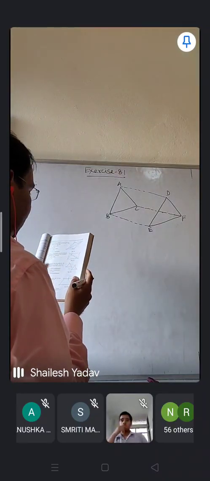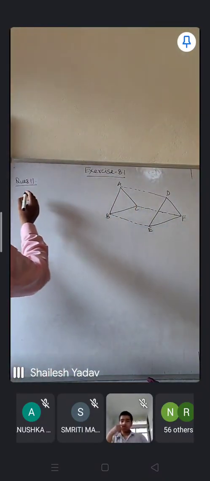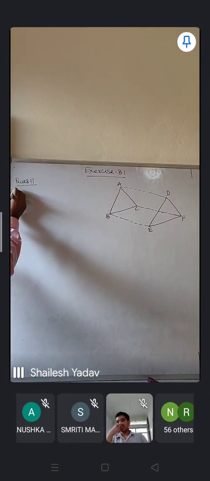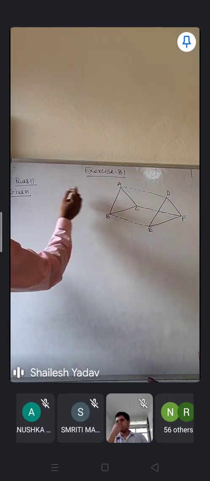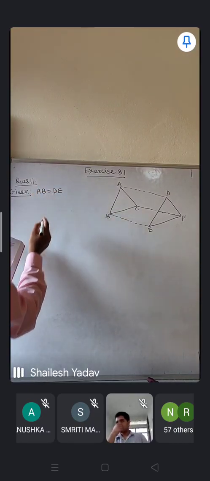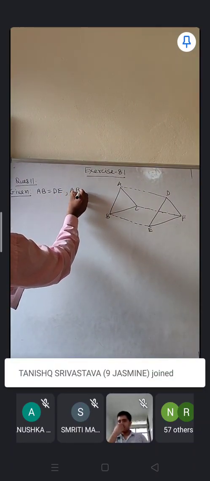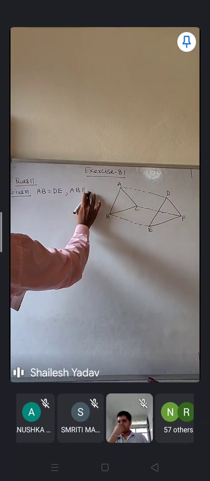And here it is given that AB equal to DE. AB and DE are equal, it is given. So I am going to write whatever terms are given in the question. So in the given, you will write: it is given AB equal to DE. And it is also given that AB is parallel to DE.